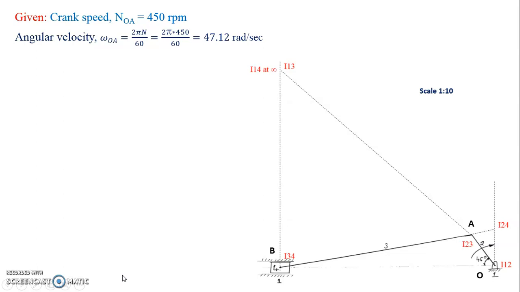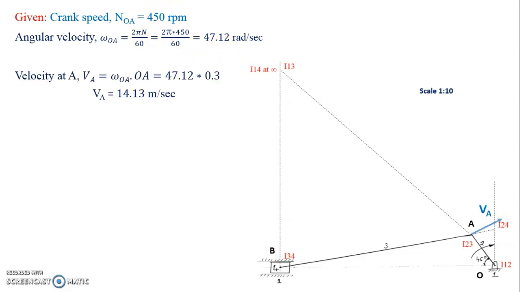Crank speed is 450. From there you're going to calculate the omega OA or angular velocity. In the previous problem, angular velocity was directly given. Here speed was given, so I have to find the angular velocity, which is 47.12 radian per second. Next, everything follows the same. Velocity at A is omega OA into the length of the crank. The crank is 300 mm, substitute, get the answer.